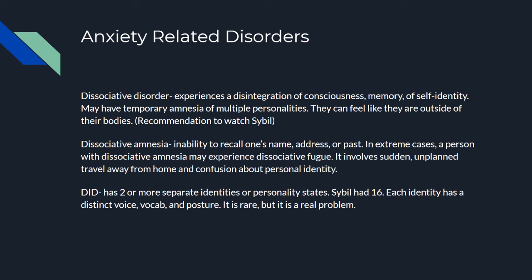documentary about her. She had about 16 personalities, as I said. Each identity had a distinct voice, a distinct vocabulary, and a distinct posture. One personality could play the piano, while Sybil did not know how to play the piano. Sybil would experience a time lapse when another identity was in control. Her amnesia and alternate identities first appeared in childhood.